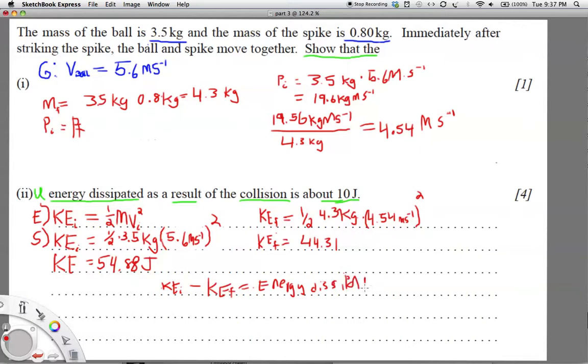There we go. Sorry, that looks like a 5-year-old wrote it, but I'm not 5. It's just the pen. So you can see right here, I'm not going to show the next step. I don't really have that much room. If I take 54.88 and I subtract 44.31, I get about 10.